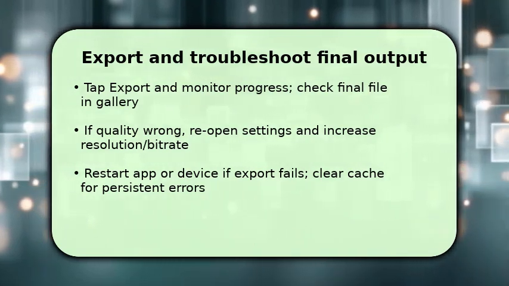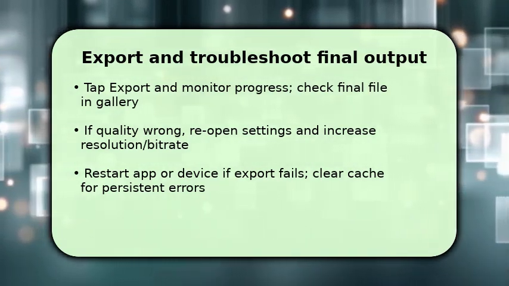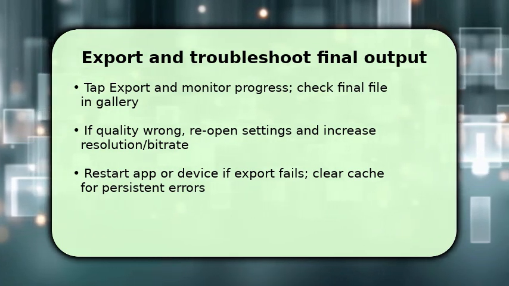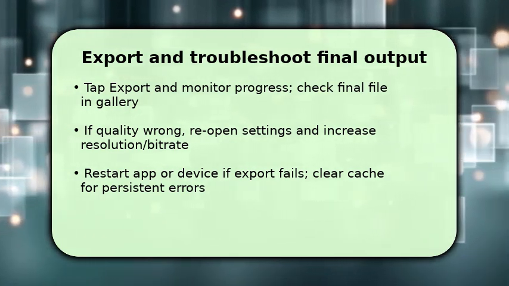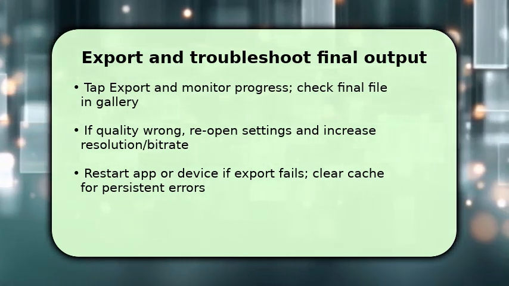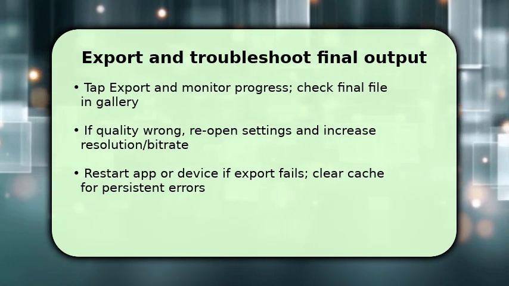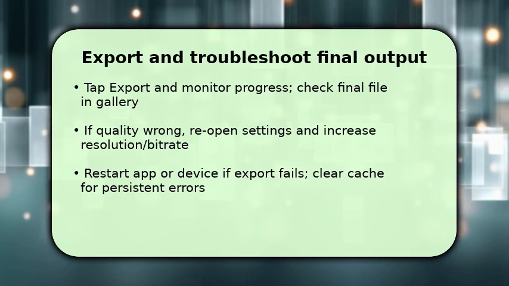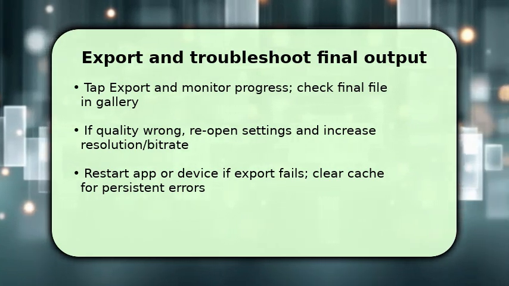If the output looks lower quality than expected, reopen export settings and raise resolution or bitrate, then re-export. Sometimes you must reapply the highest preset. If export fails or the app crashes, restart CapCut or your device. Clear app cache or free storage space before trying again. One key tip.